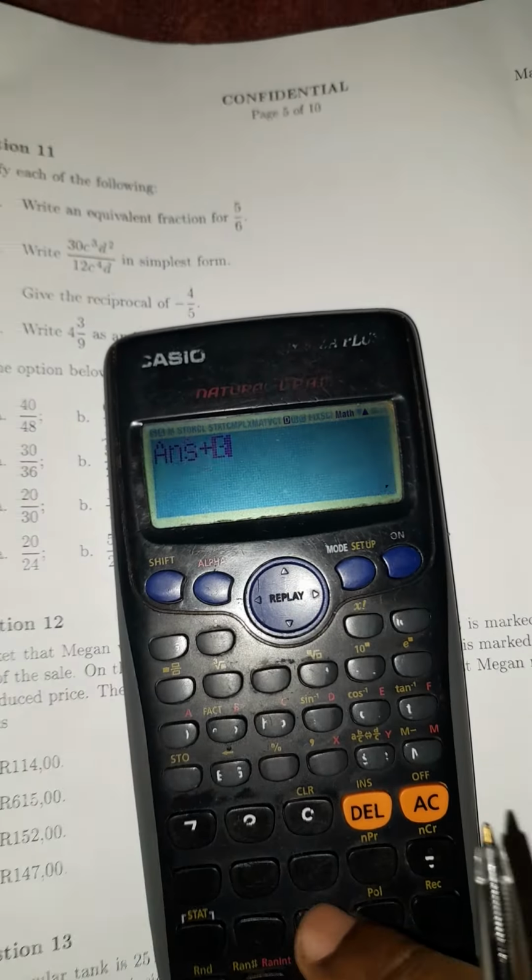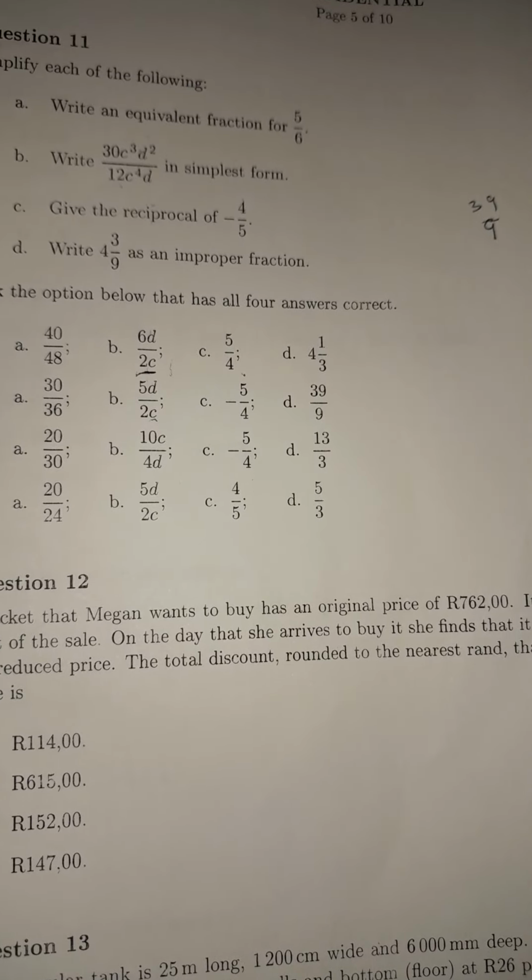Option 2 is correct. So that's how you can work out question 1 to question 11.